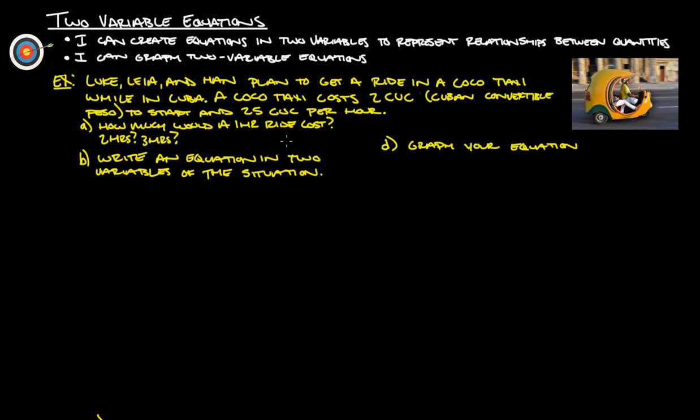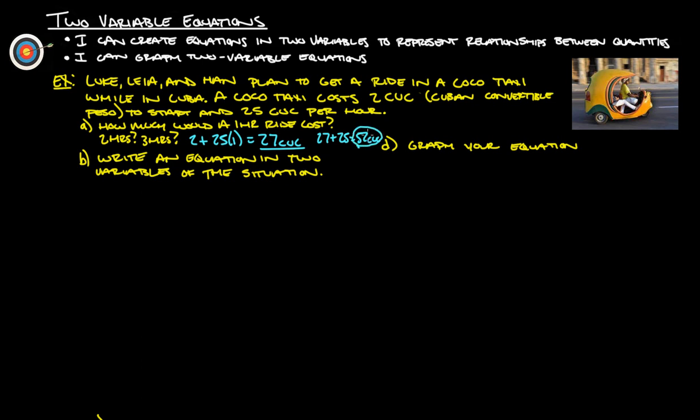So a 1 hour ride, right? So if it costs 2 CUC, plus it costs 25 CUC per hour, so 25 times 1, that's going to give us 27 CUC for 1 hour. And then for 2 hours, we're just going to add 25 to each one of those, right? So 27 plus 25 is 52 CUC, right?